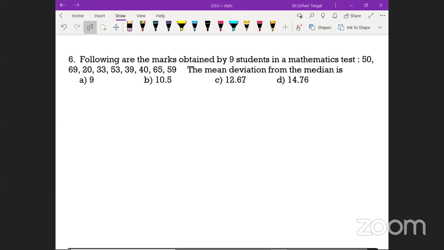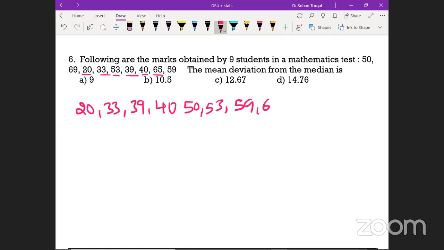Okay. What is the median? What is the minimum value here? 20, right? Twenty, 33, 39, 40, 50, 53, 59, 65, 69. I want to find the middle value. 50 is the median.